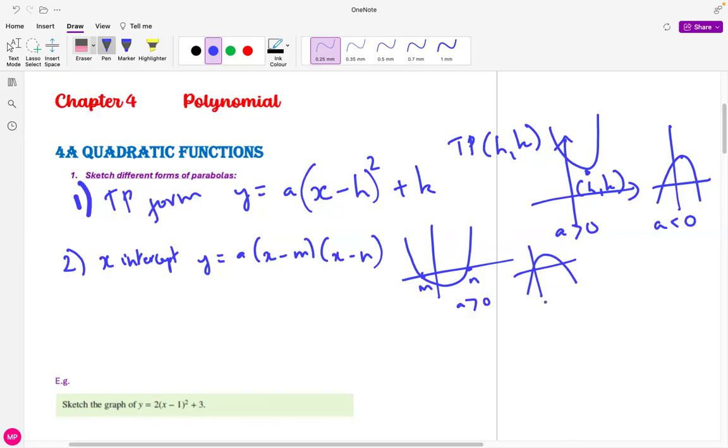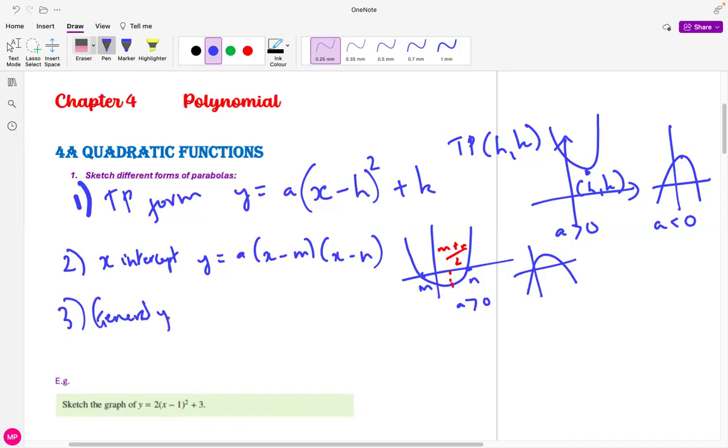All right. Now, to find the turning point, if you know the two x-intercepts, you could just do m plus n divided by 2, which is the middle point between those two x-intercepts. So m plus n divided by 2 will be your x turning point here. Okay, we'll do an example later.